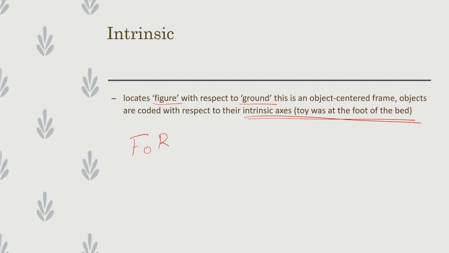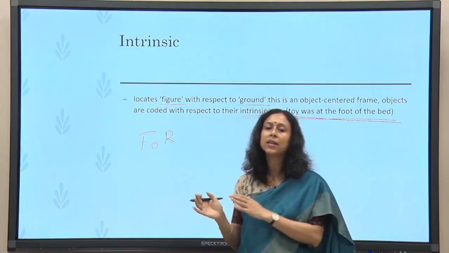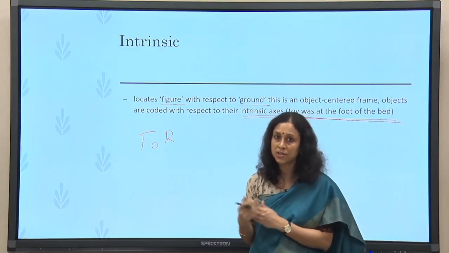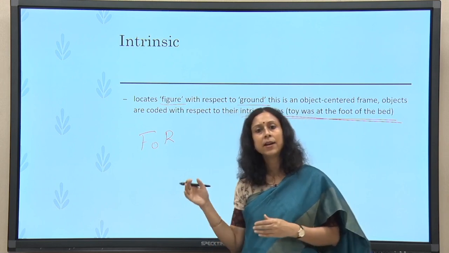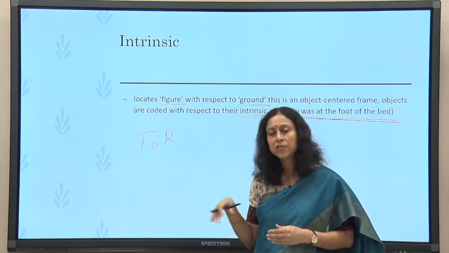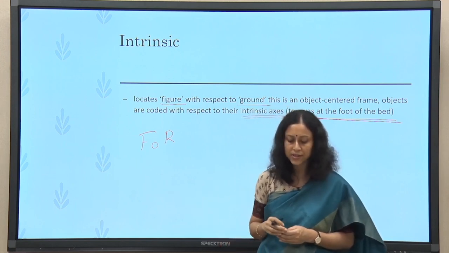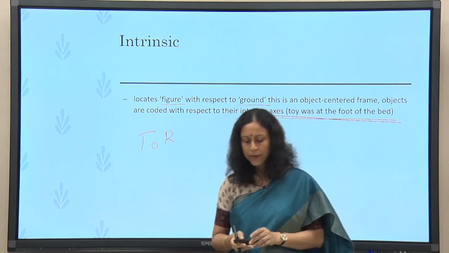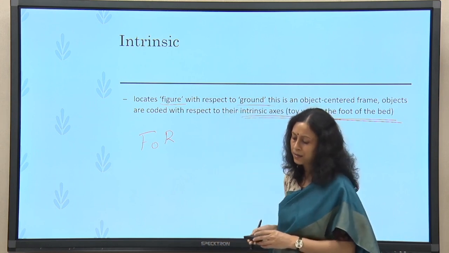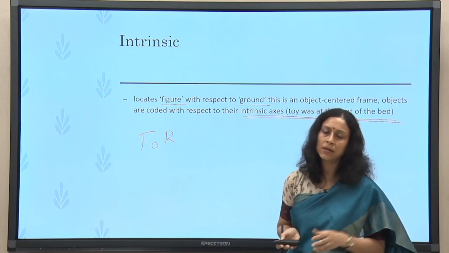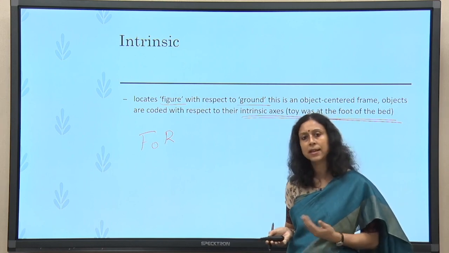So, the foot of the bed is always down and the top of the head of the tree is always up. So, basically transporting the ego's axis onto the object and thereby giving it, as if it has, its intrinsic orientation, and then deciding the location of the figure with respect to that ground. So, this is called intrinsic. The intrinsic frame of reference is also utilized sometimes in all languages, in English or other languages, as well as in smaller languages.